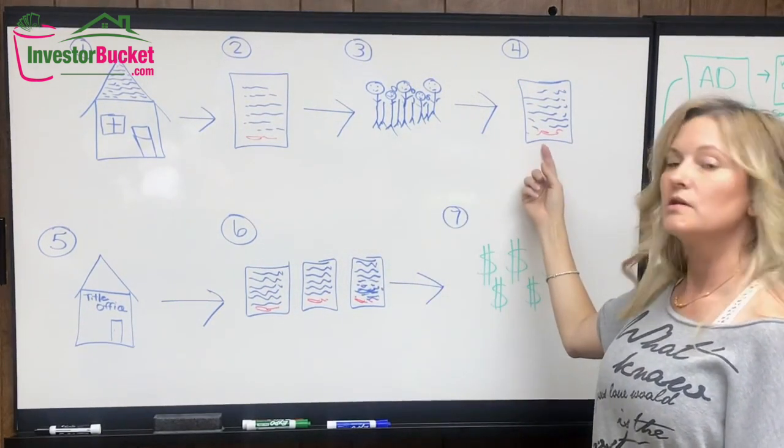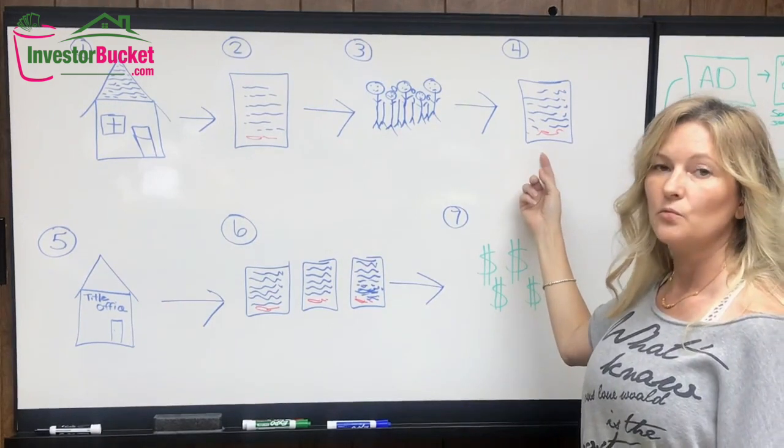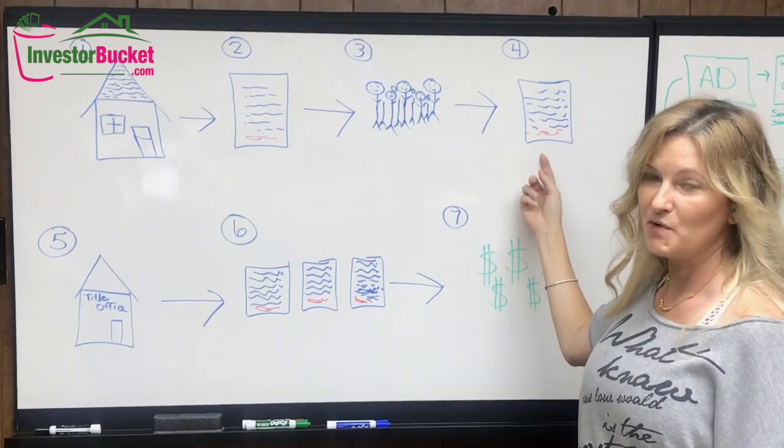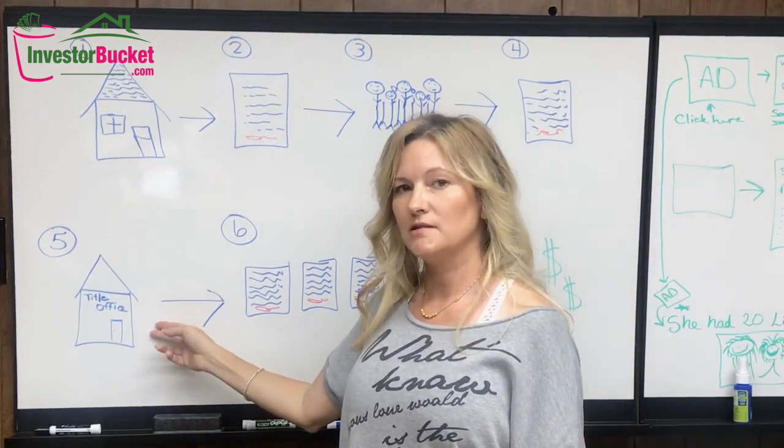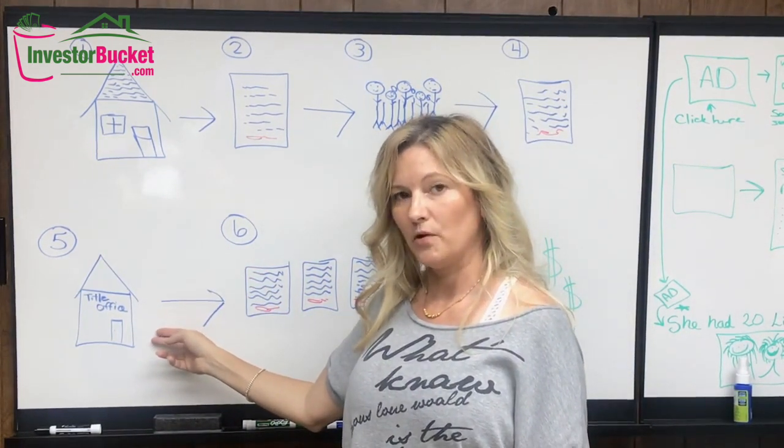And you're going to take your contract that you have, and you will then assign it to your buyer. This is step 4. So step 4, you will come into contract between you and your buyer to purchase this property. Step 5, you're going to take these contracts to your title office, and they're going to put together all of your paperwork for you.